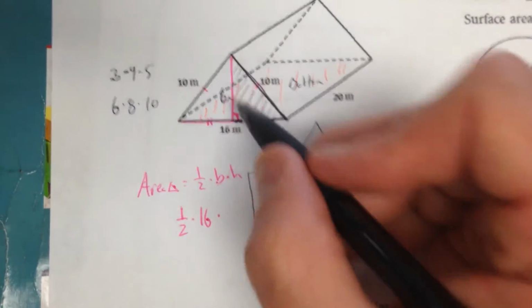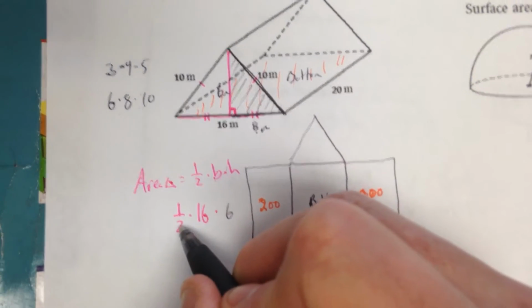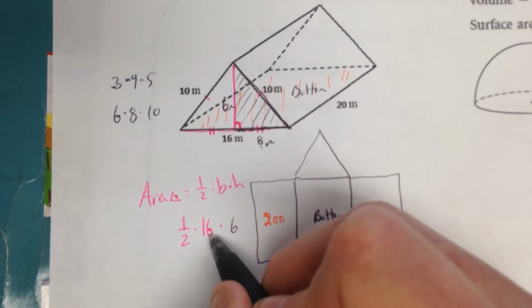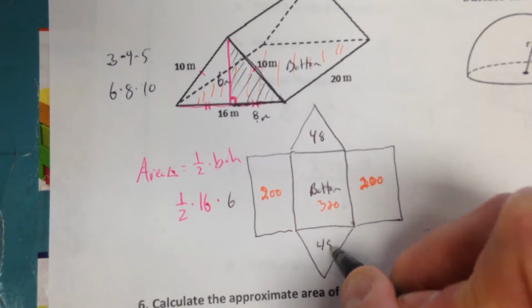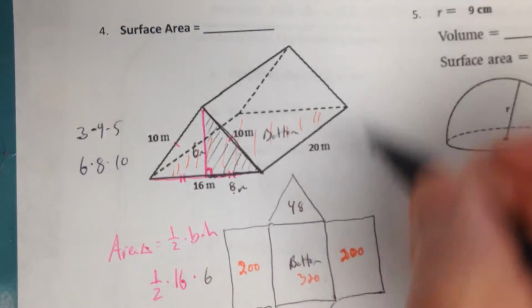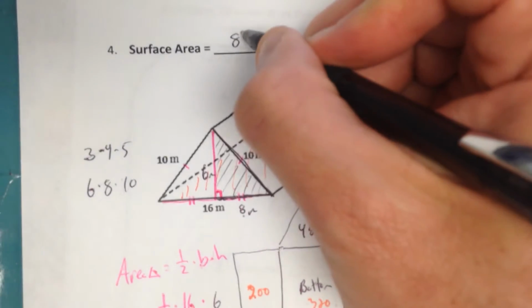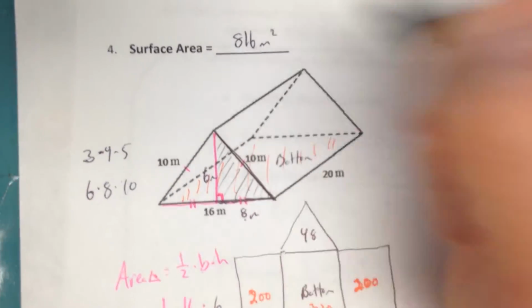So, with that in mind, my height is now 6. 1/2 times 16 is 8, and 8 times 6 is 48, giving us 2 more areas. Once we add all of these together, we have a final answer of 816 meters squared.